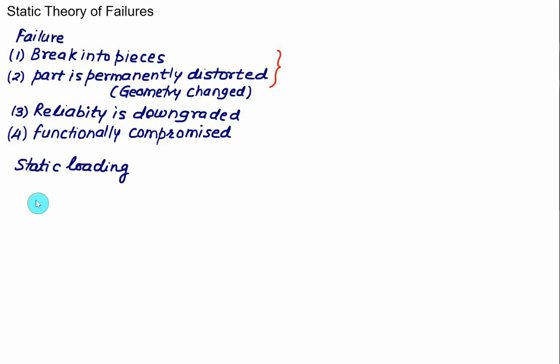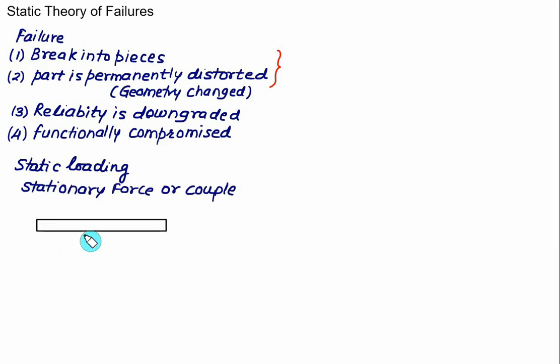Now static loading means that the load, that is the force and the couple acting on the machine element, are stationary. Say for example, we have a shaft supported at two supports, and we have a static loading here equal to either a force F or a certain couple equal to C. The magnitude of the force and the couple will not change with respect to time, so it will be called static loading.